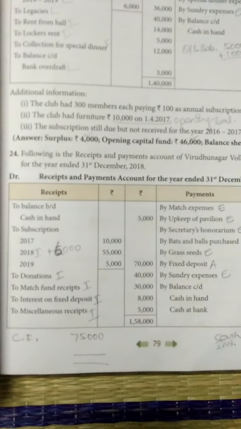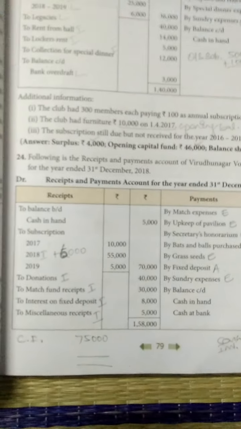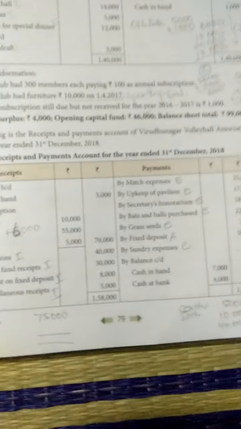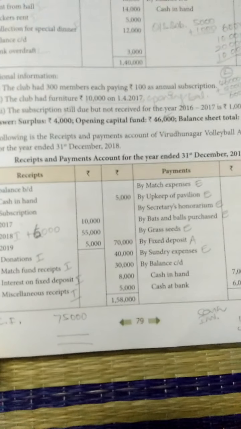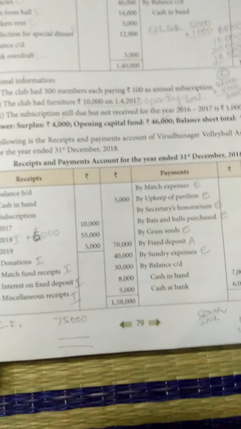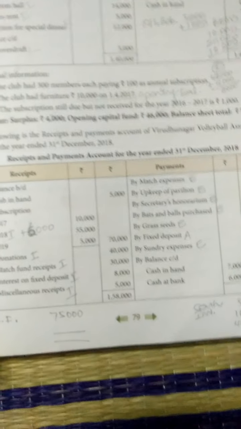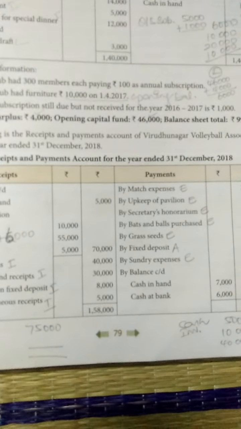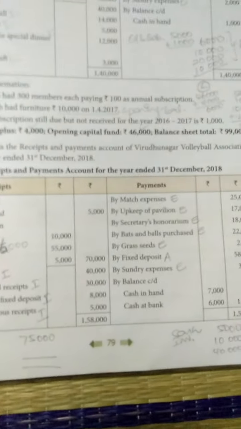See, in the last class, 23rd sum I have explained. The same model, exercise number 24. See, they are given the receipts and payments account for the year ended 31st December. On the receipt side, the two balances brought down are given, cash in hand. Then subscription, 3 years has been given, donation, match fund receipts, interest on FD, and miscellaneous receipts. Then on the payment side, match expenses, upkeep of pavilion, secretariat's honorarium, bat and ball purchase, grass seeds, fixed deposit, sundry expenses, and the closing balance of cash and bank.